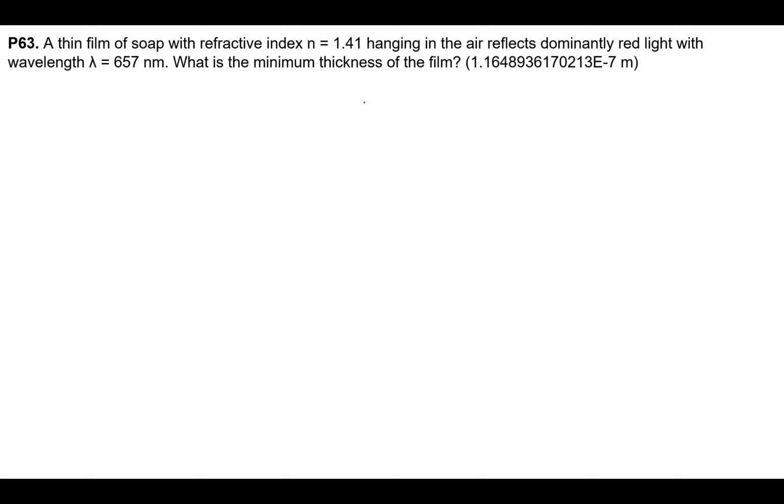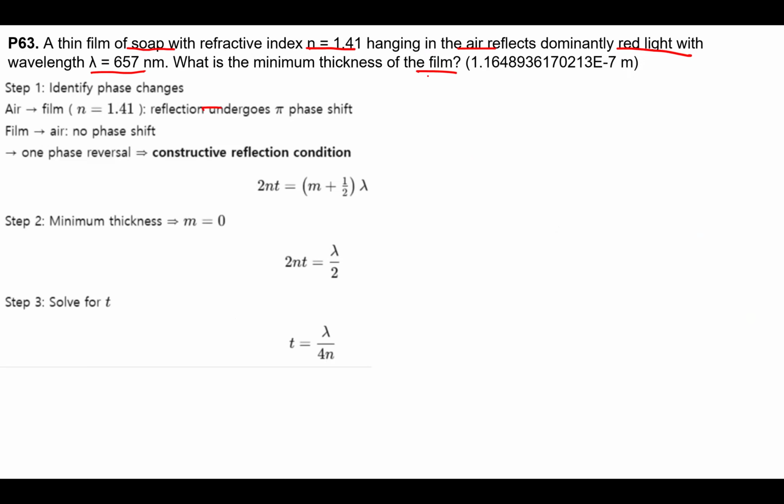Now we have a soap film with the refractive index 1.41 hanging in the air, reflects predominantly red light with the wavelength of this one. What is the minimum thickness of this film? So it's time to think about the pi phase shift in the soap film. So air to film reflection undergoes a pi phase shift. Film to air, there is no phase shift. So the constructive reflection condition now becomes this.